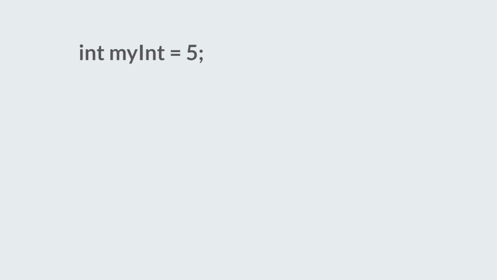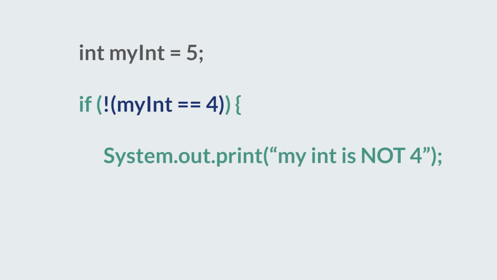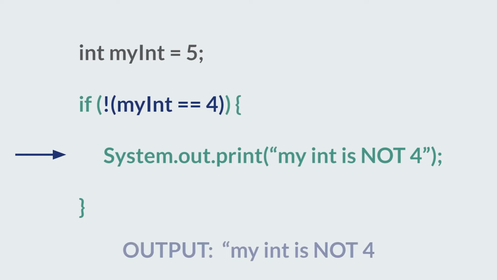Let's say we have an integer called myInt that's set to 5, and then we have an if statement containing the NOT operator in front of a condition that says myInt equals 4. So this evaluates to myInt is not 4, essentially. Because our value is 5, when we put in myInt equals 4, that value returns false. Because that value is false, and we're using the NOT operator on false, it returns true. So in this case, we go through this code and print out "myInt is not 4".